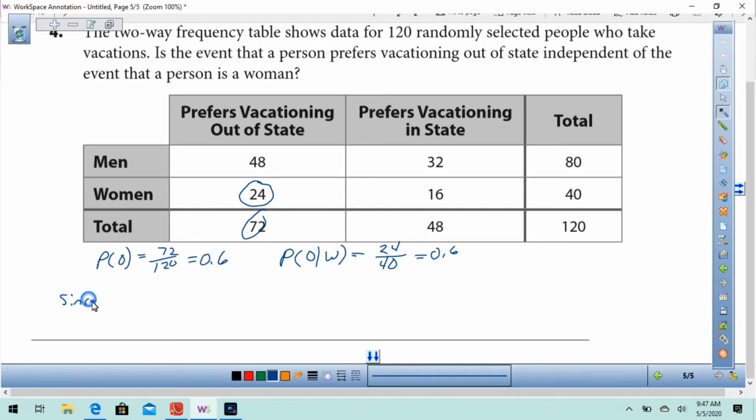Okay. Since the probability of out of state given that they're a woman equals the probability of out of state, the two events are independent.